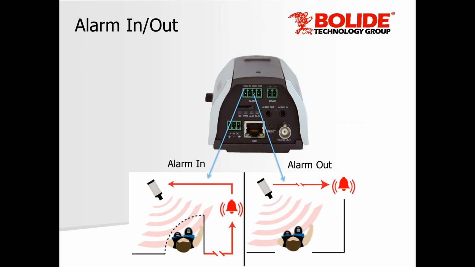A door opens, triggers an alarm, and that starts the recording. Or in alarm out situations, motion is detected, and that triggers the alarm to go off. So in video verification situations, you're able to see what's going on before they send someone out to the location. And like I mentioned, every iPac camera has the same alarm in and out feature.